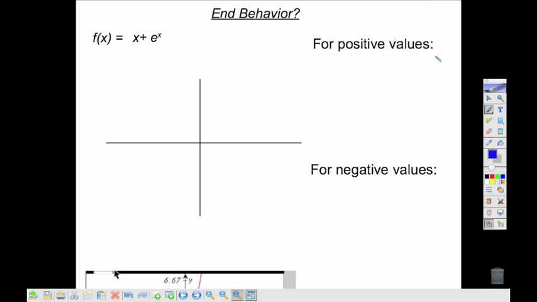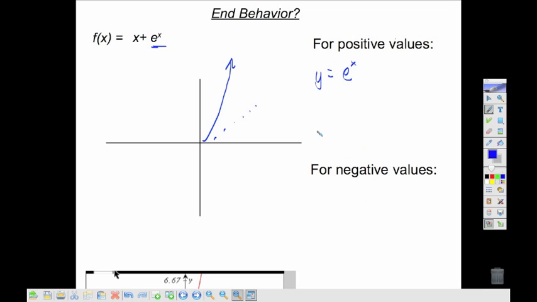So if we're looking for end behavior in a problem like this, I have x plus e to the x. My main question is, which one is going to grow faster? Which one's more powerful? Now, as we just looked at for e to the x, it's going to depend on whether we're talking about positive values or negative values. So for positive values, this e to the x is going to be growing so much faster than x that when we get to very large values, the x is almost not going to make a difference. It's going to be a huge number plus a big number, which is going to be a huge number. So for positive values, our power here is coming from e to the x.